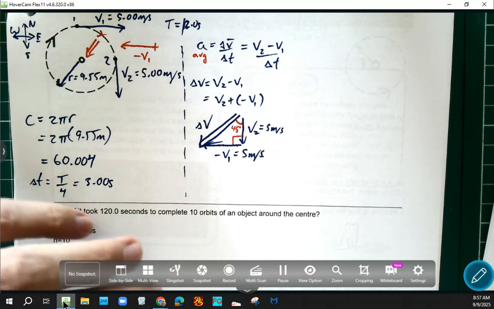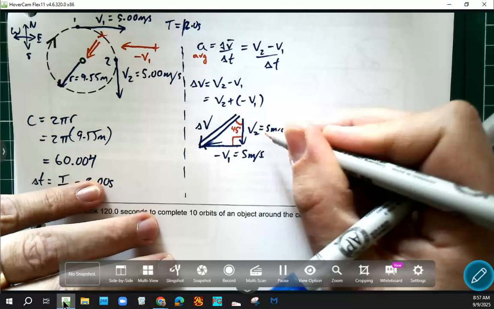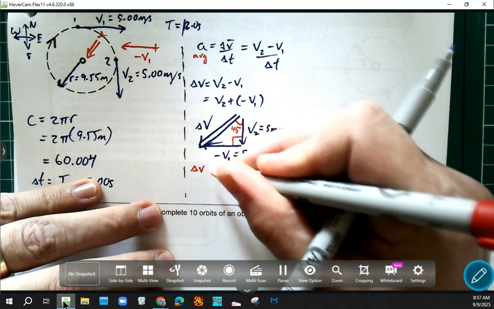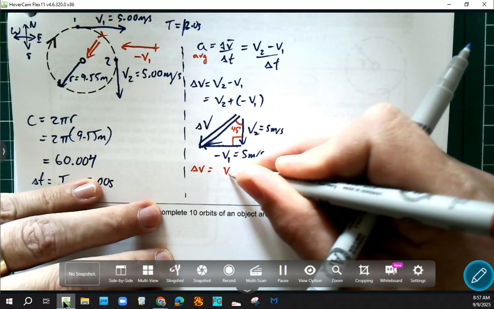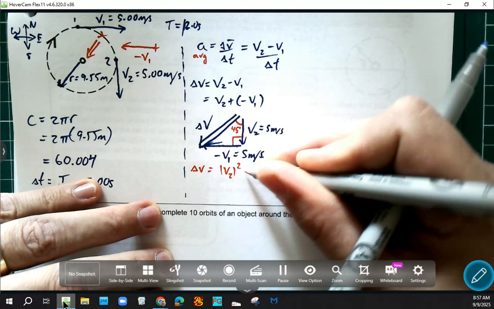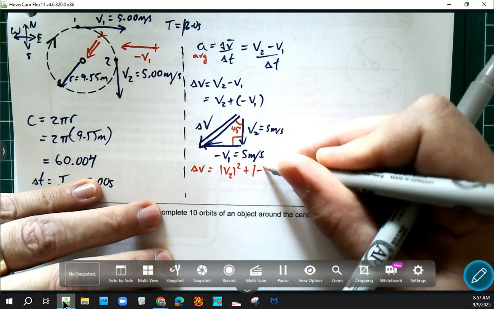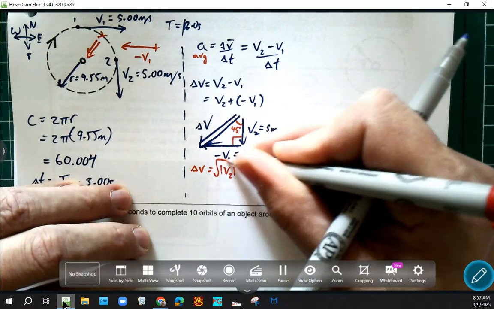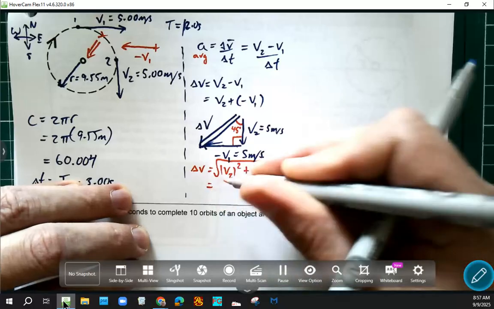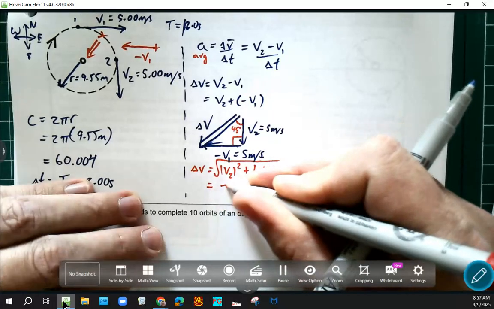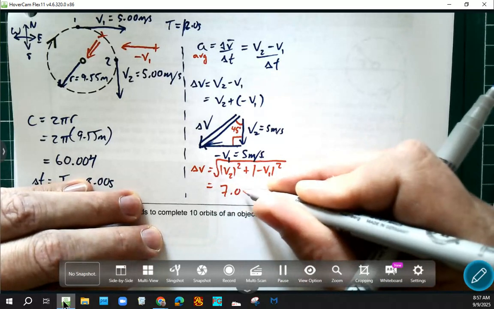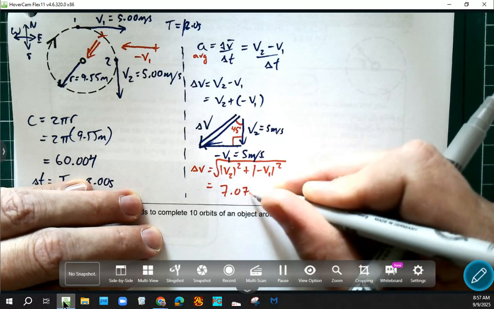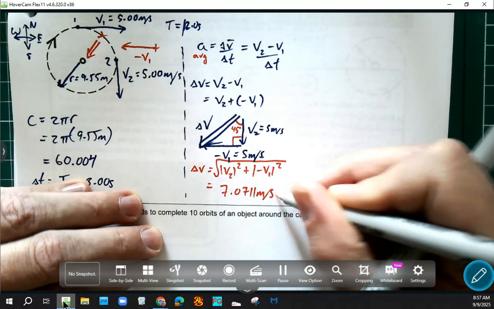Now, if we were going to do the calculation on this one, we'd do the Pythagorean theorem, and we'd say delta v is equal to the square root of the magnitude of v2 squared plus the magnitude of negative v1 squared. I'm putting magnitudes just so that we don't get messed up on the negative signs, although really we could just put in the 5s. And if we were to do this math, and I won't trouble us with writing out the whole thing, you'd end up getting 7.0711 meters per second.